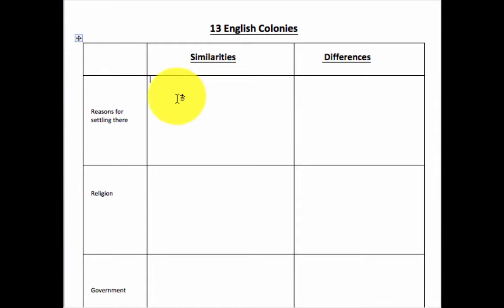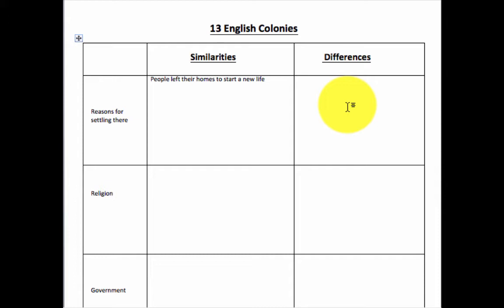The reasons that colonists are going to settle in the 13 colonies are, one, that people left their homes to start a new life. You're going to fill this in along with me. You're either filling this in on a piece of paper or on your Chromebook.